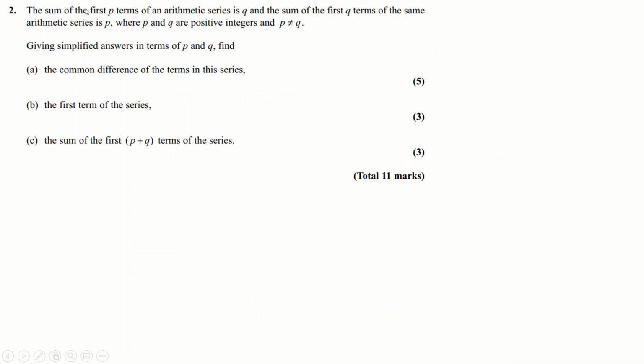Question number 2: the sum of the first p terms in an arithmetic sequence is q, and the sum of the first q is p. Now this is the sum of an arithmetic sequence where n is the number of terms, a is the starting term, and d is the difference. It wants the first term and the difference, so it wants a and d in terms of p and q.